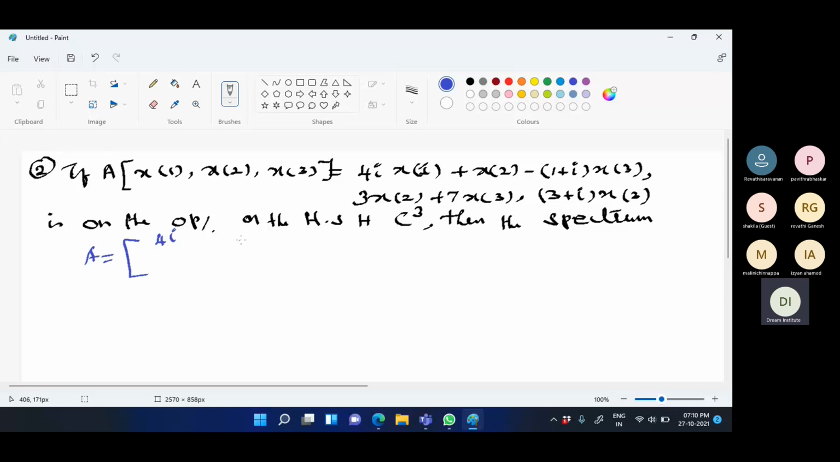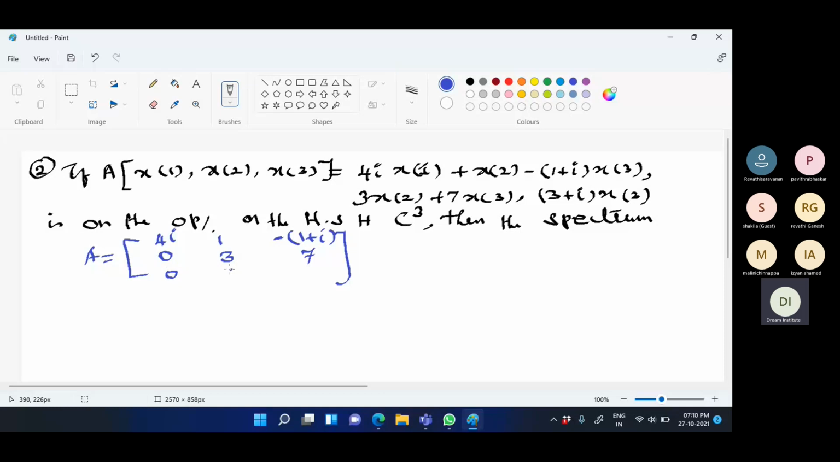4i, x1, x2 is 1, x3 is minus of 1 plus i. Second one: x1 is not having in the second equation, so its coefficient of x1 is 0. Now the coefficient of x2 is 3. Now the coefficient of x3 is 7. The coefficient of x1 is not having in the third equation, so here also 0, and x2 also is not there, right?